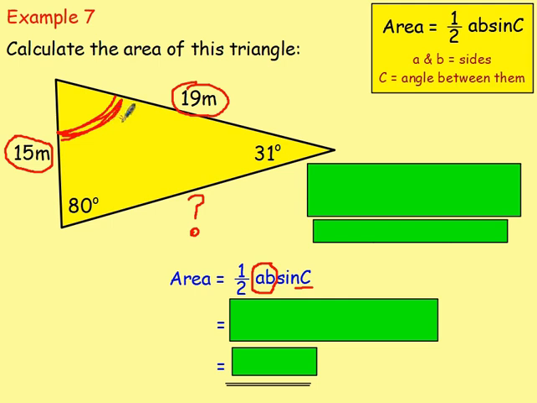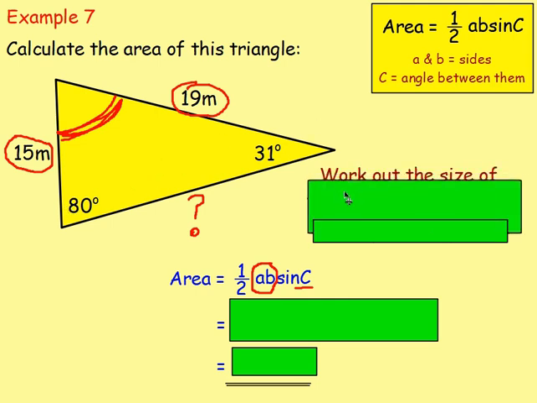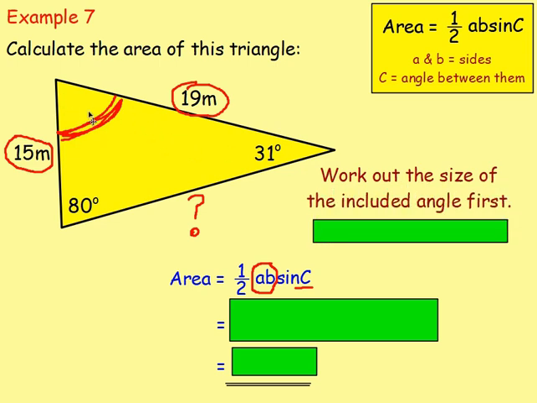I don't know. Somebody else? Kaylee, how could you find that angle? Well, there are two sides of the triangle, so you can add them together and then take away from 180. Yeah, well done. You could work out the size of this included angle. Remember, the included angle is the angle that's between the two sides.